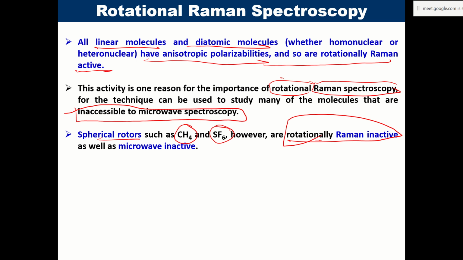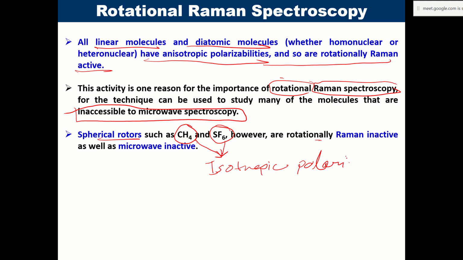There is no permanent dipole. The polarizability ellipsoid is also symmetric. So they do not have anisotropic polarizability. They have isotropic polarizability, and so they are Raman inactive. So far as Raman spectroscopy is concerned, for these molecules you can't do it.